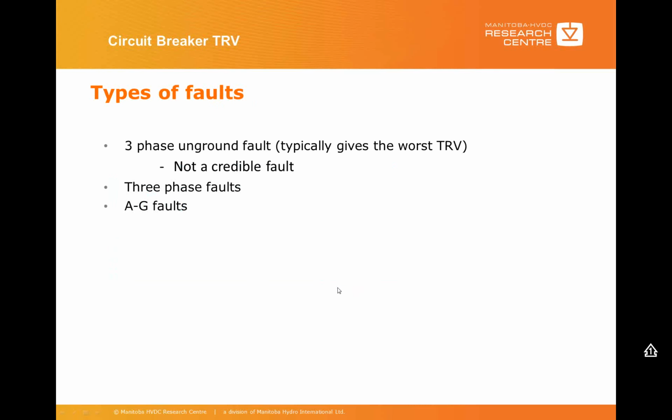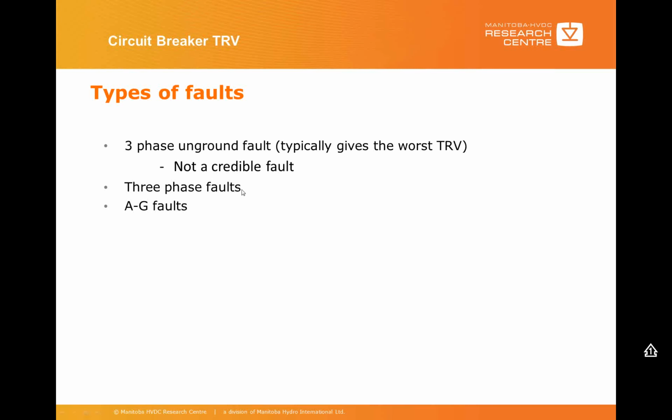The next thing is the type of faults affecting the TRV. Normally, we know that in most cases you open the breaker to clear a fault. So, depending on the type of the fault, the TRV you observe may be different. A three-phase ungrounded fault, which is considered to be the severe case, will give you the highest TRV issue, but it may be a very unlikely scenario.